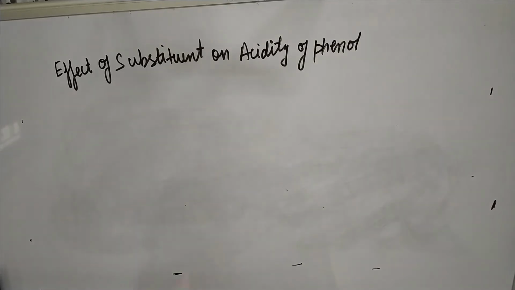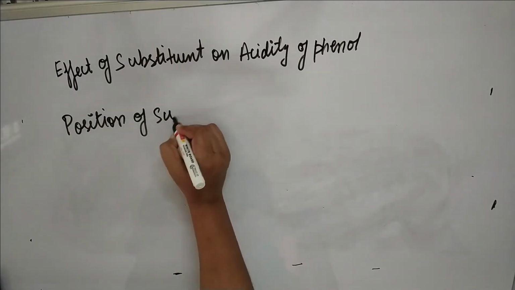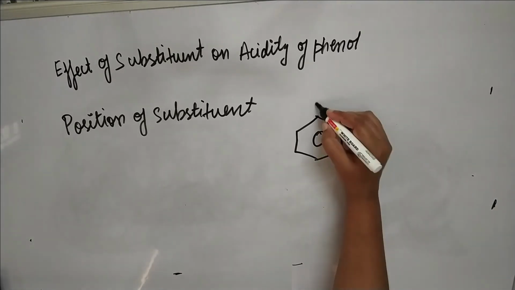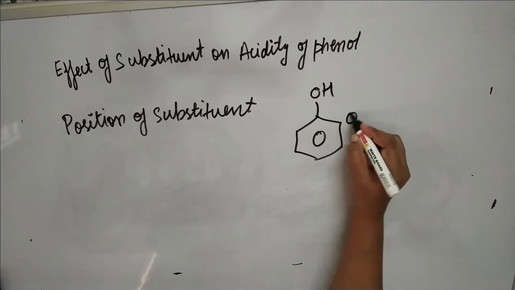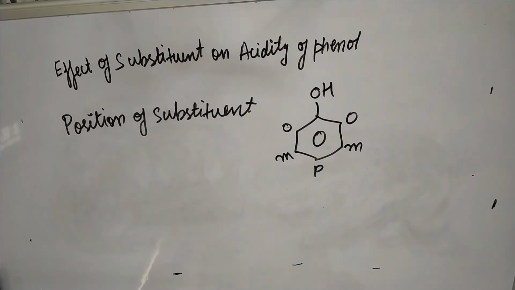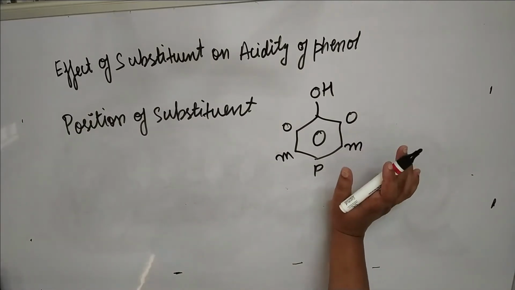The second condition is the position of substituent. How will the position of substituent affect the acidic character of phenol? This is the second factor. As we know, in phenol there are three positions: ortho, meta and para. If a functional group is substituted on these positions, how will it affect the acidity of phenol? We are going to discuss this in the second point, because the position will also affect the acidity of phenol. If the same functional group is substituted at a different position, it will affect the acidic character of phenol.